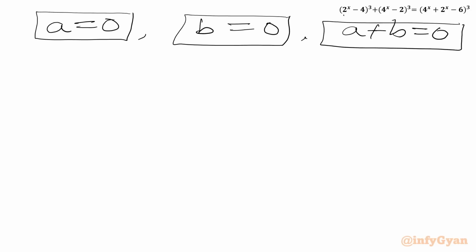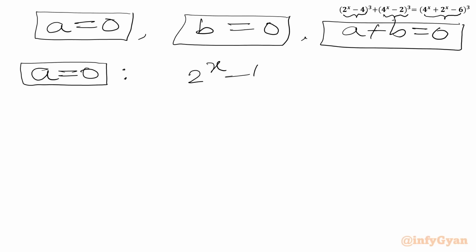Now A is our first bracket, 2^x − 4. B is our second bracket, 4^x − 2. And A + B is our bracket 4^x + 2^x − 6. So let's begin with A equal to 0. I can write 2^x − 4 = 0. Add 4 to both sides. So I can write here 2^x = 4.